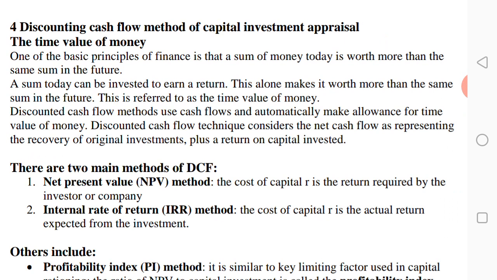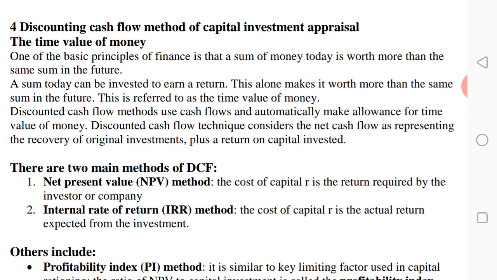Though this is not part of our syllabus, we also have discounted payback period, whereby before you cumulate your cash flow, you must discount it. That means you have a discounted cumulated cash flow before you check it against your initial outlay to know when the project pays back its initial capital outlay. Today we will focus on the discounted cash flow method of capital investment appraisal.